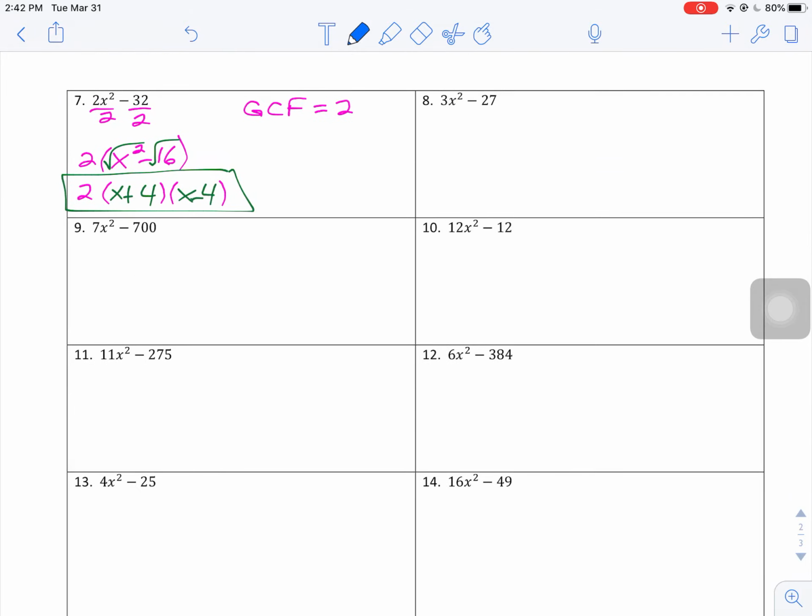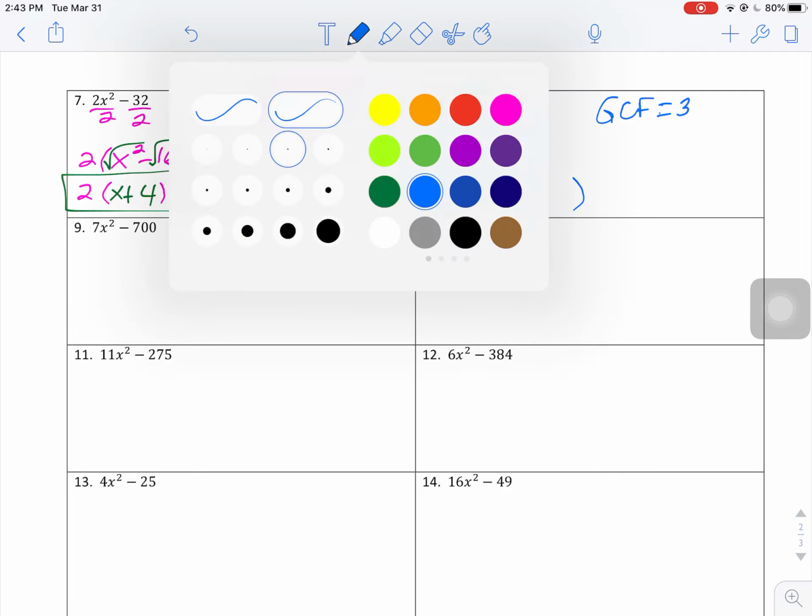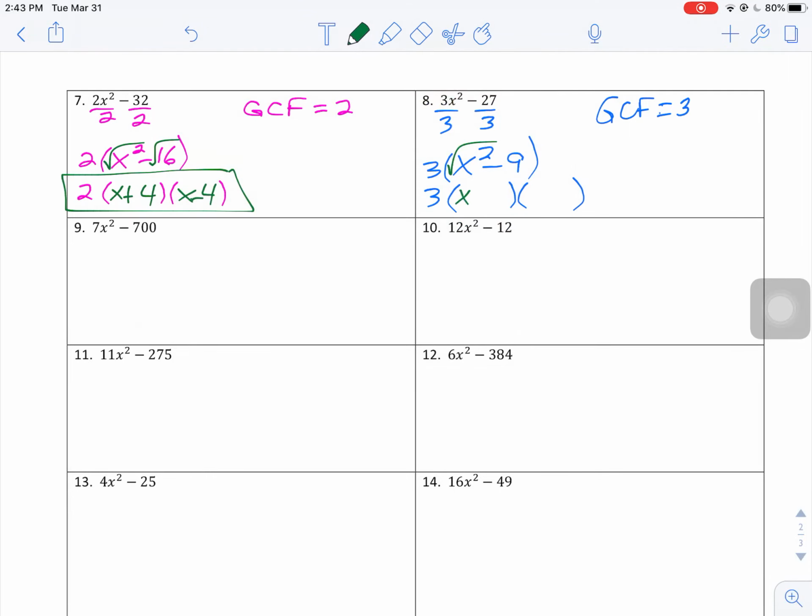So with number 8, is there a GCF other than 1? Yes. So we're going to divide that GCF of 3 out. So 3 comes out in front. And then looking at your leftovers in the parentheses, you have a difference of 2 perfect squares. So you're going to drag your 3 down in front, and then the square root of x squared is x. Square root of 9 is 3. Make one positive, make one negative, done.